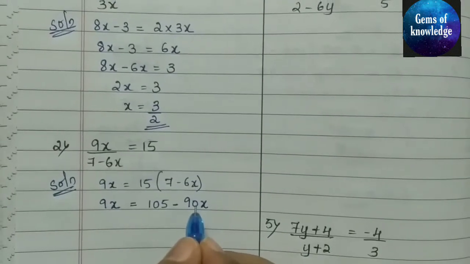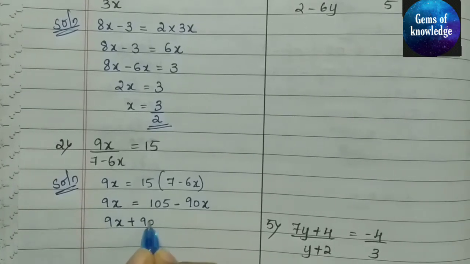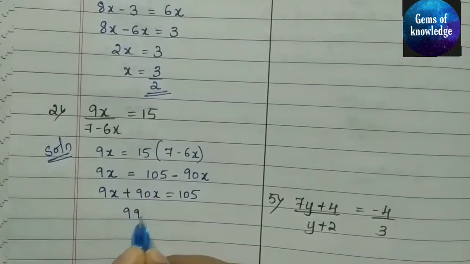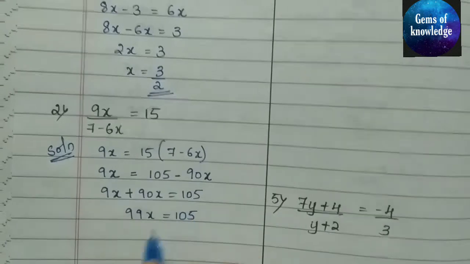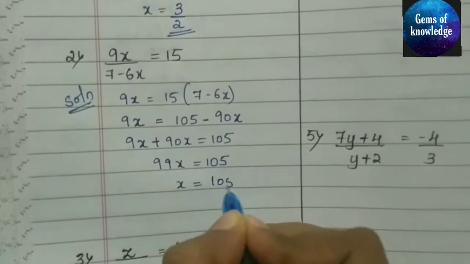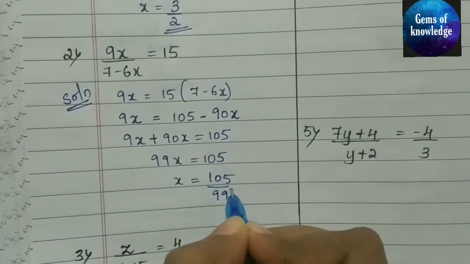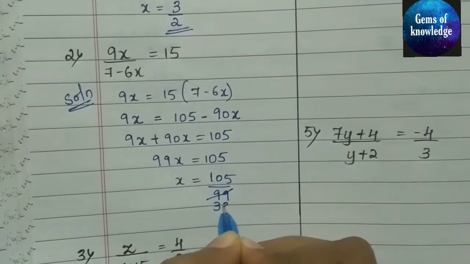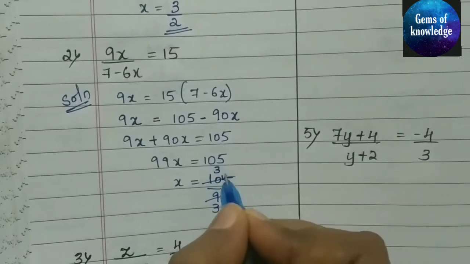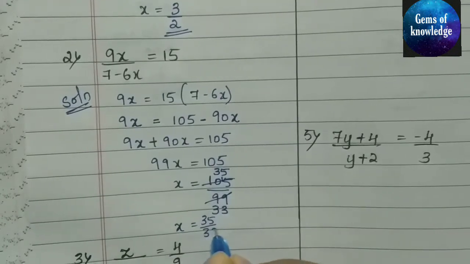Next we bring this 90x to this side. So it becomes 9x plus 90x equals 105. 9x plus 90x is 99x, which equals 105. Now x equals 105 divided by 99. You can cancel this by the table of 3. 3 3s are 9 and 3 3s are 9, and here 3 3s are 9, 1 carried, so this becomes 15, 3 5s are 15. So the value of x is 35 by 33.